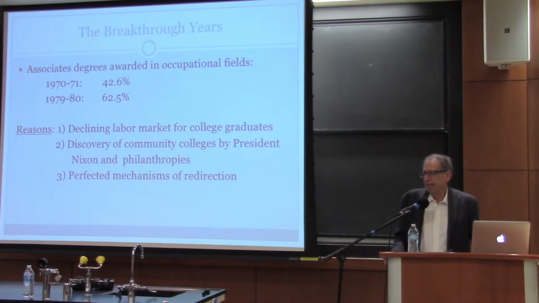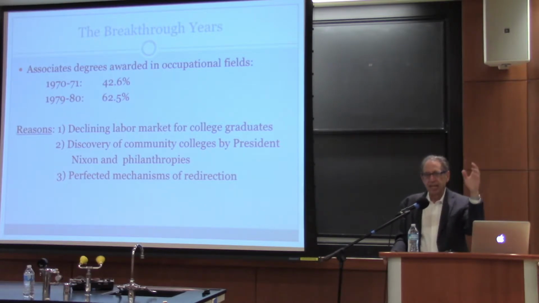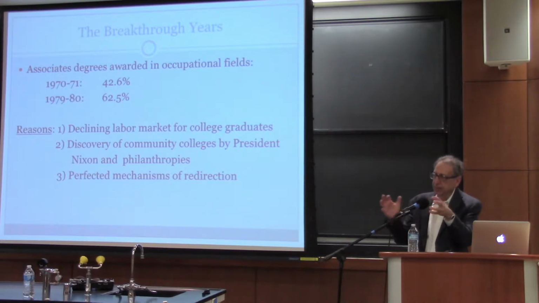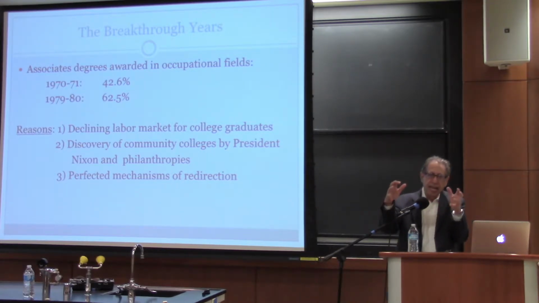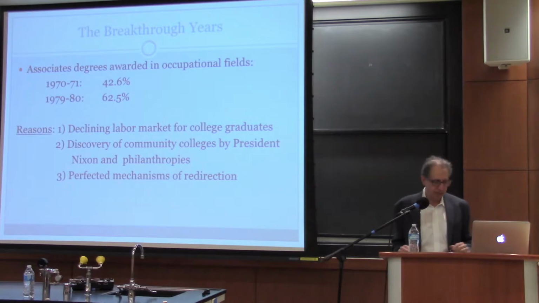And then the mechanisms of redirection were by this time becoming perfected. And so students had the incentive to get occupational training, because college graduates were having trouble getting jobs. There was a lot of money coming into community colleges from foundations and government, and the community colleges themselves had developed all this testing apparatus and advising apparatus to help direct students into those programs.